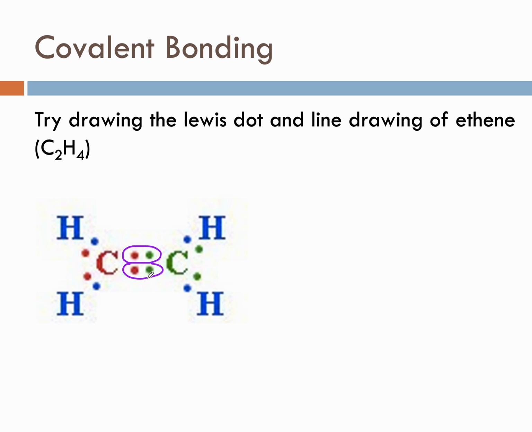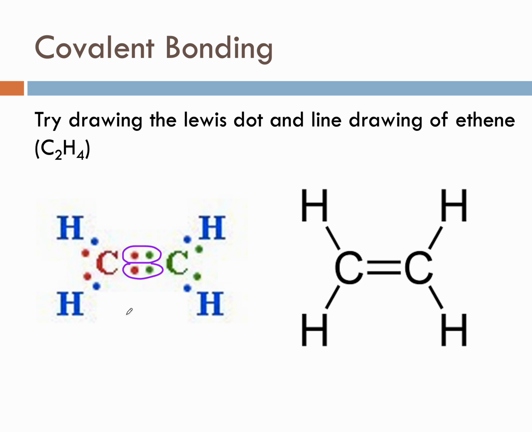Now if we count up how many electrons each carbon has, it's 1, 2, 3, 4, 5, 6, 7, 8. So he has 8. And this one, 1, 2, 3, 4, 5, 6, 7, 8. It has 8 as well. All the hydrogens have 2, so they're all stable as well.